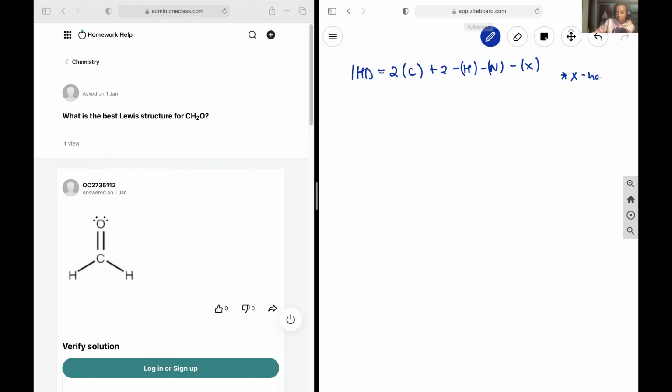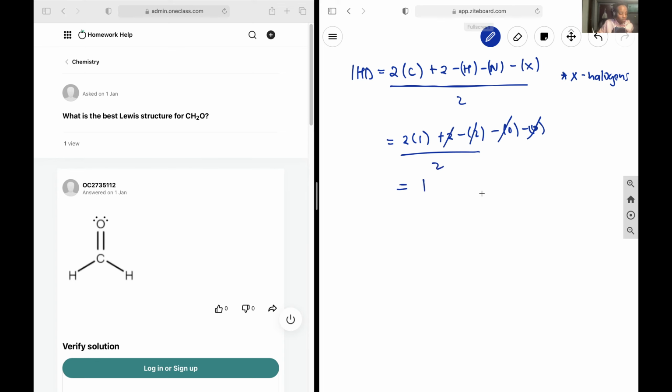X represents any halogens you may have, all over 2. So if we're to put that all in, we have 2 by 1, because we only have 1 carbon, plus 2, minus 2, minus 0, minus 0. These two cancel over 2, and so we get 1. This indicates that we're going to have unsaturation, so we can expect a double bond somewhere.